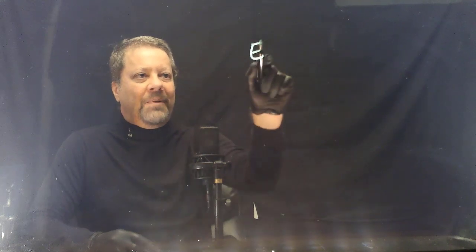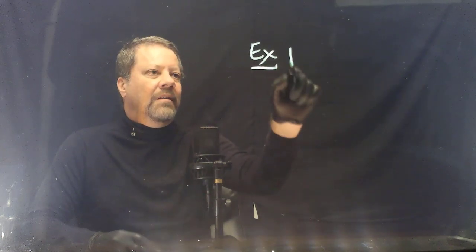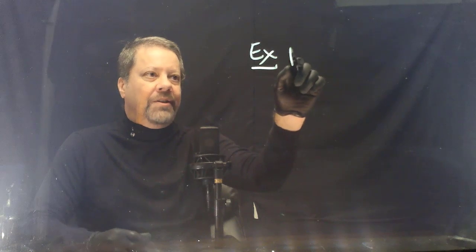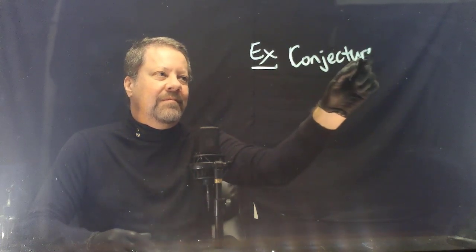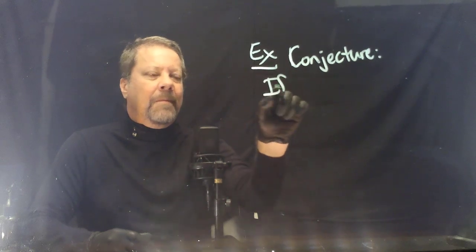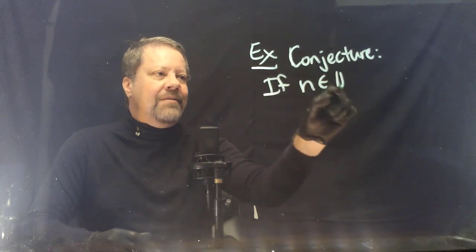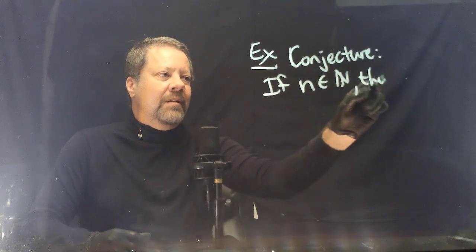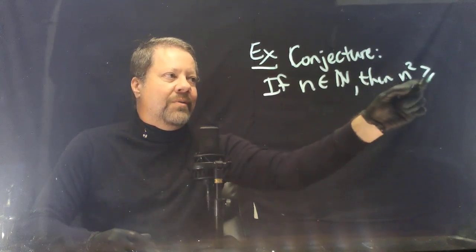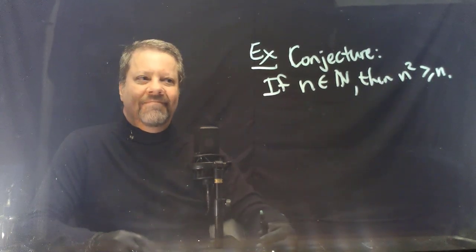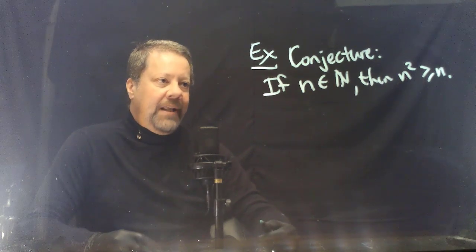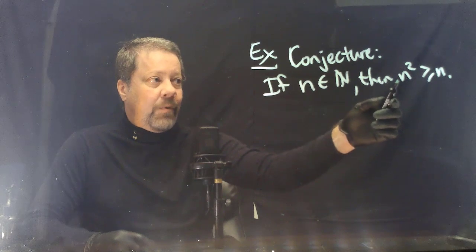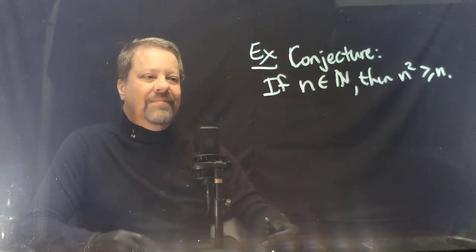Here's another example. Here's a conjecture. If n is a natural number, then n squared is greater than or equal to n. So we could try this out for a few examples. Say n equals 2. 2 squared is 4, and 4 is bigger than or equal to 2.